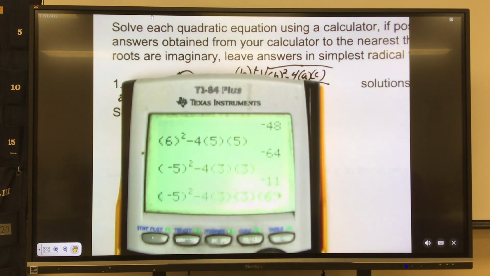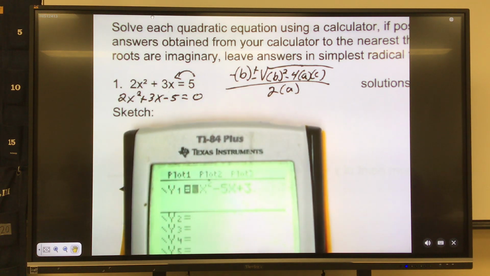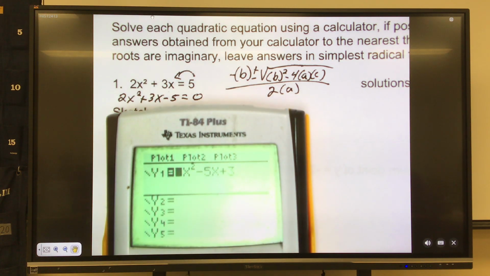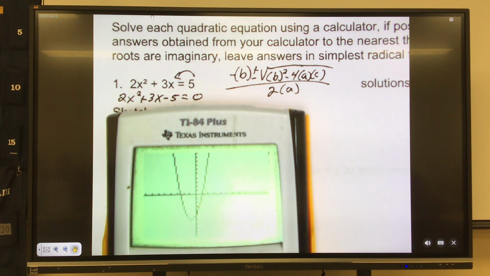So I crank up the handy dandy y equals, put in my new equation, 2x squared plus 3x minus 5, hit graph, and I see, beautiful, it crosses the x-axis, so I do not have to use the quadratic formula. I am just going to use my zero function and find this zero, and then that zero. I'm going to round to the nearest tenth. Even though it says thousandth on your paper, we're going to go two decimal places, hundredths.